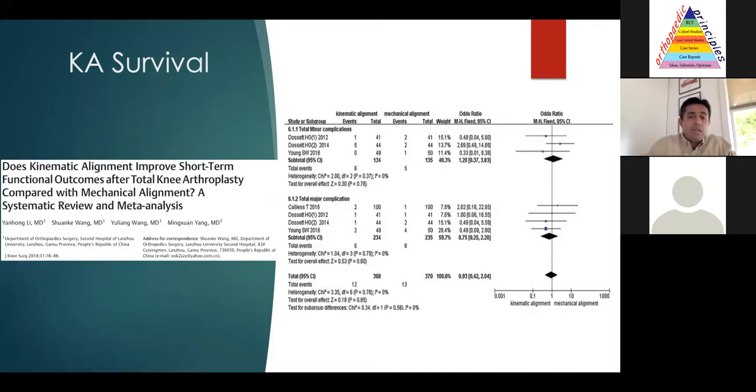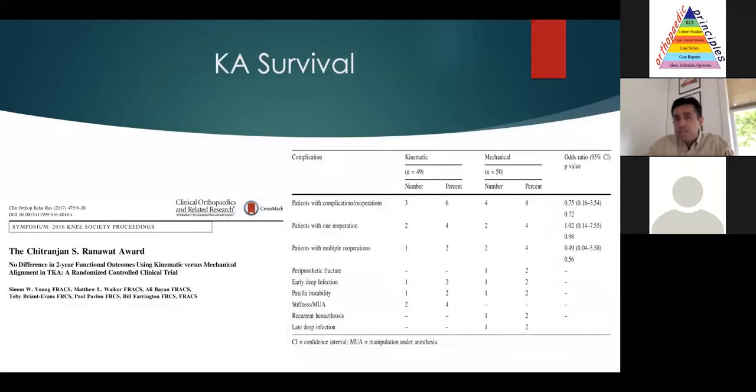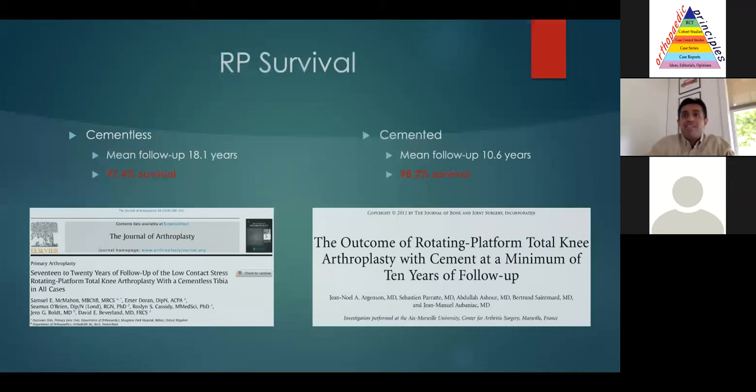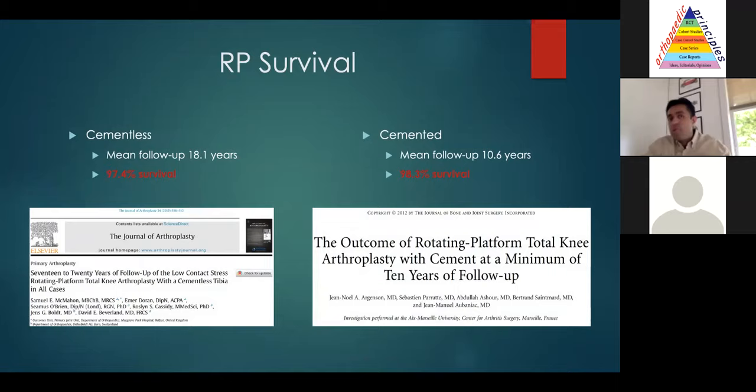And there seem to be various different groups showing really no difference in the survival benefit of one versus the other. So it seems like there's at least no worse survival or no worse failure. It seems to be pretty equivalent. Now, this was the Ranawat Award winning paper, which again showed that there was really no difference in survival whether you do a kinematically aligned knee or a mechanically aligned knee. So it seems like you can do either and patients still do well.